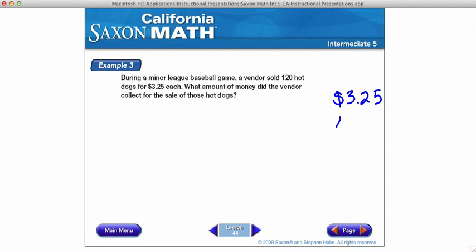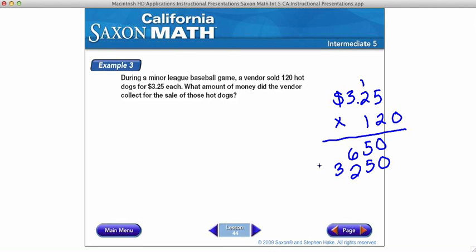$3.25 times 120 hot dogs. So that 0 hangs off the end there. And I'm going to multiply starting with the 2. 2 times 5 is 10. 2 times 2 is 4, plus 1 is 5. 2 times 3 is 6. Now I multiply by the 10, by the 1 here. Let's put my 0 placeholder. 1 times 5 is 5. 1 times 2 is 2. 1 times 3 is 3.